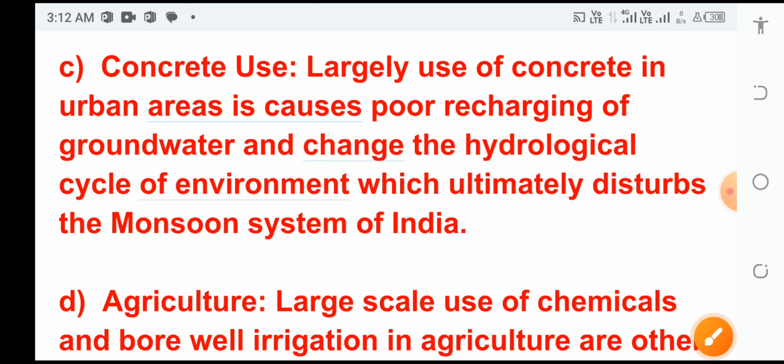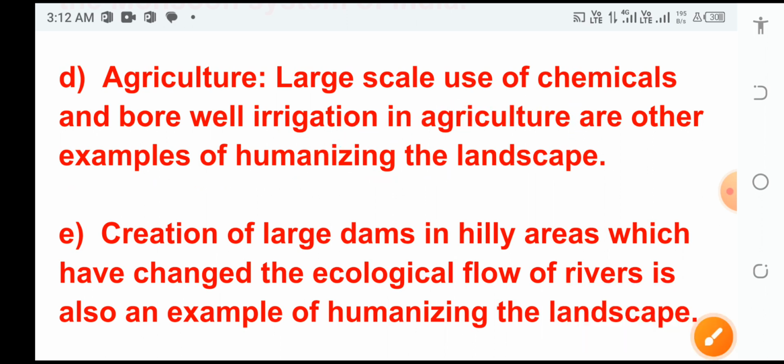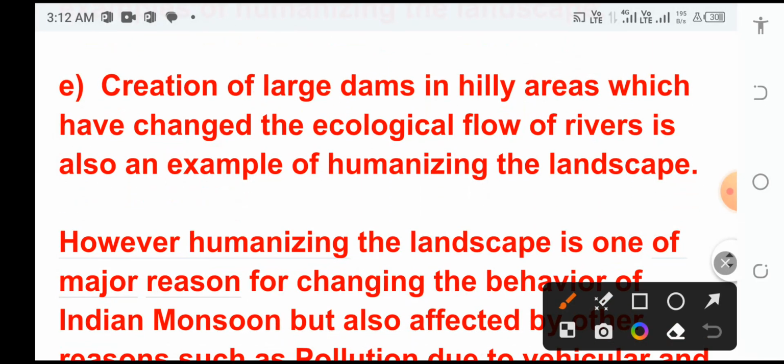Next is agriculture. Large scale use of chemicals and bore well irrigation in agriculture are other examples of humanizing the landscape. Next is the creation of large dams in hilly areas, which have changed the ecological flow of rivers, also an example of humanizing the landscape.